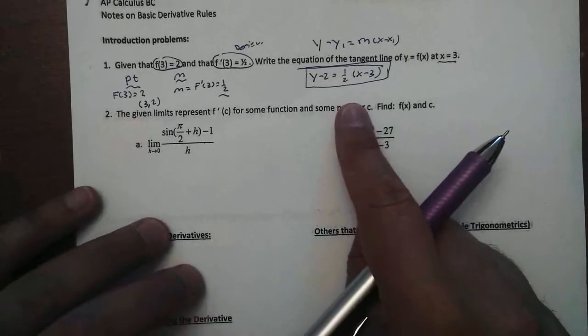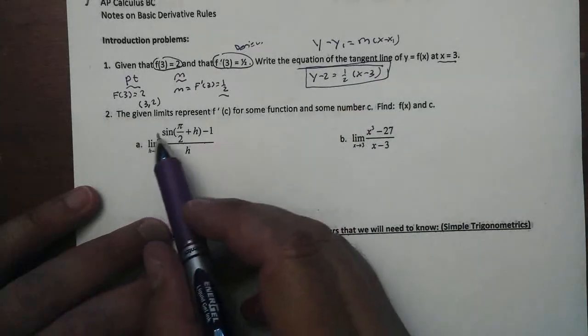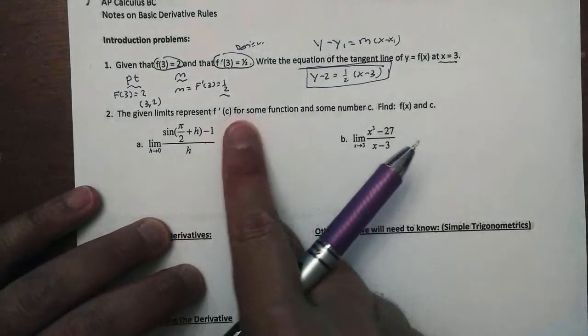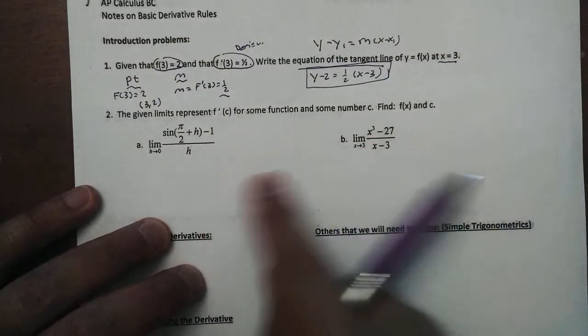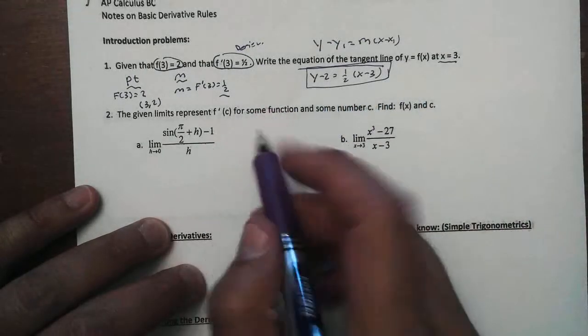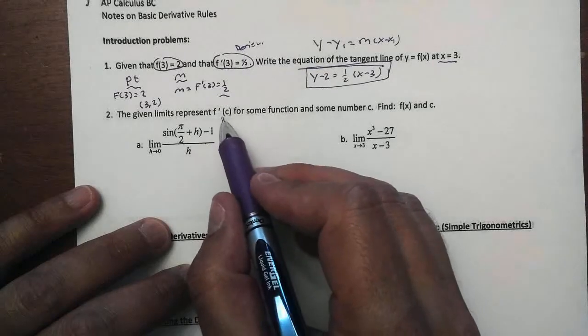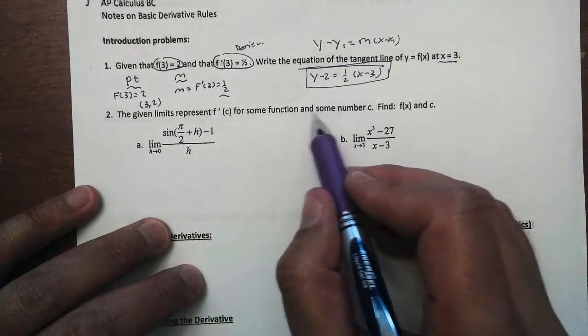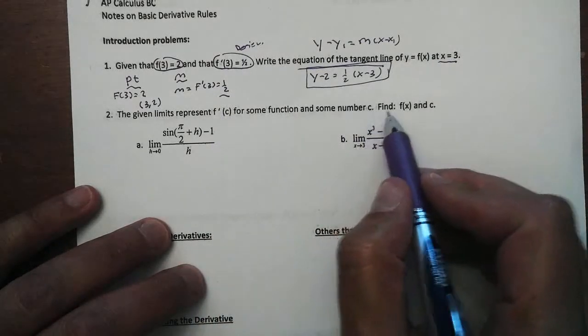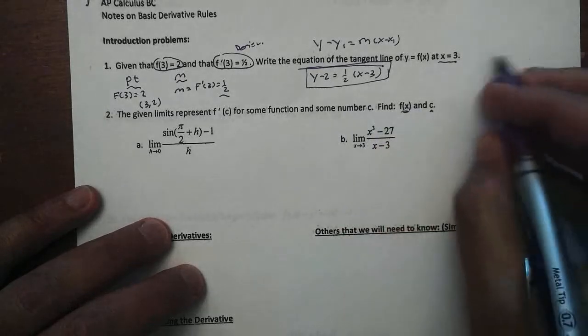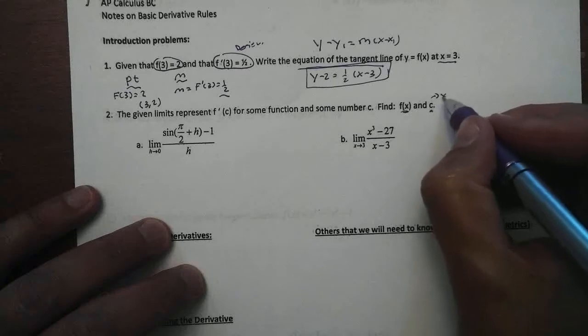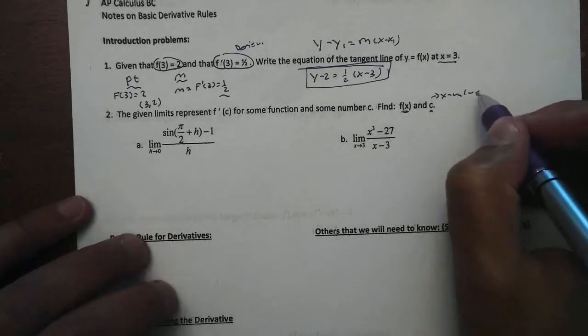Very easy to do. Alright, the next question says, the given limits represent the derivative. Now we've done these before, and we're going to see these again and again and again because it's how the AP likes to mess around with us. The given limit represents f prime of c for some function f and some number c, and we want to find f of x, the function, and we want to find c. Basically, when they say c, remember they're just looking for that x value.